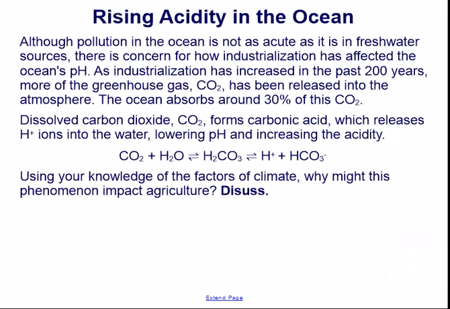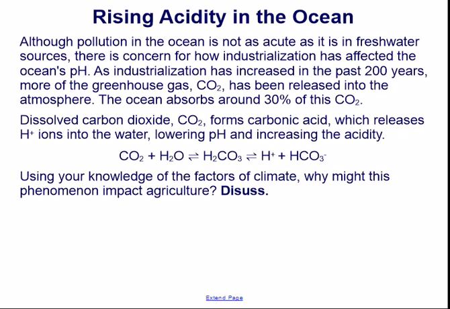Rising acidity in the ocean. Although pollution in the ocean is not as acute as it is in freshwater sources, there is concern for how industrialization has affected the ocean's pH. As industrialization has increased in the past 200 years, more of the greenhouse gas, carbon dioxide, has been released into the atmosphere. The ocean absorbs around 30% of this carbon dioxide. Dissolved carbon dioxide, CO2, forms carbonic acid, which releases hydrogen ions into the water, lowering pH and increasing the acidity.